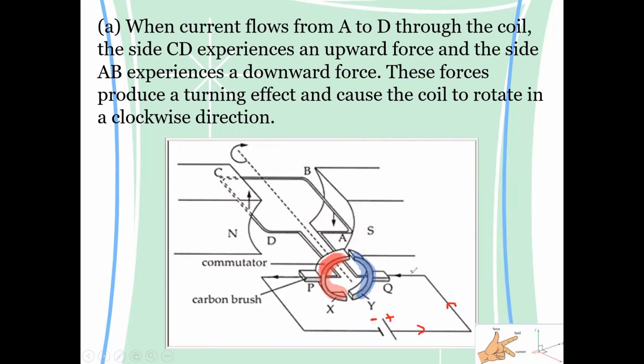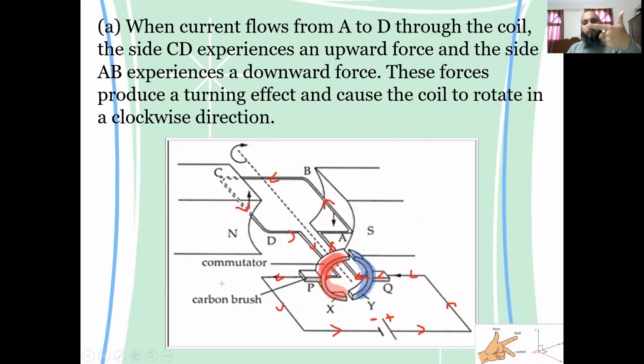So the current starts to flow. It will flow through Y and then pass from A to B, then from B to C, then from C to D, and then it will return back. As a result, when there is a current from A to B, what will be the direction of the force when we apply Fleming's left hand rule? The index finger is pointing towards the south. The second finger represents the direction of the current, and my thumb is pointing downward. So the force on side AB will be downward.